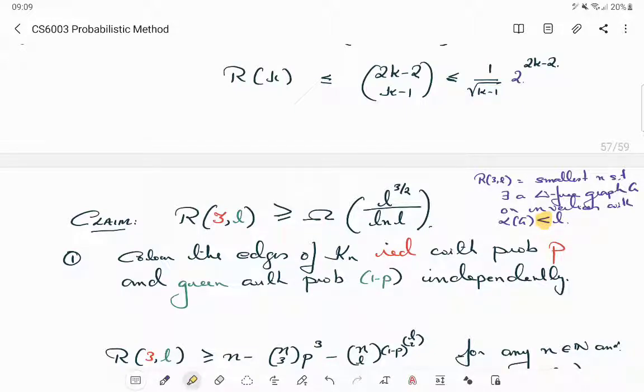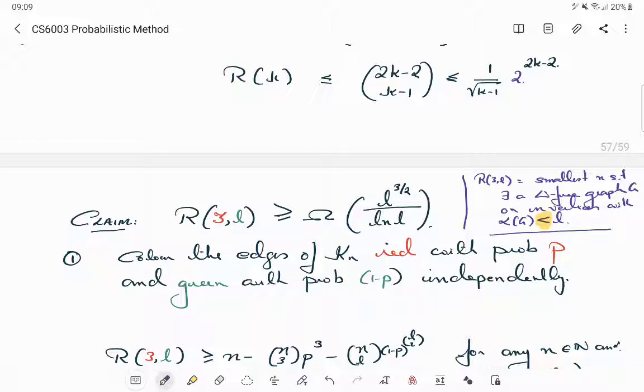So for example, we will come back to this sometime more, but this is one reason why this R3L is very popular, because triangle free graphs are a very useful and very well studied class of graphs. And this gives an upper bound on the independence number of triangle free graphs. Now let's try to prove this claim.